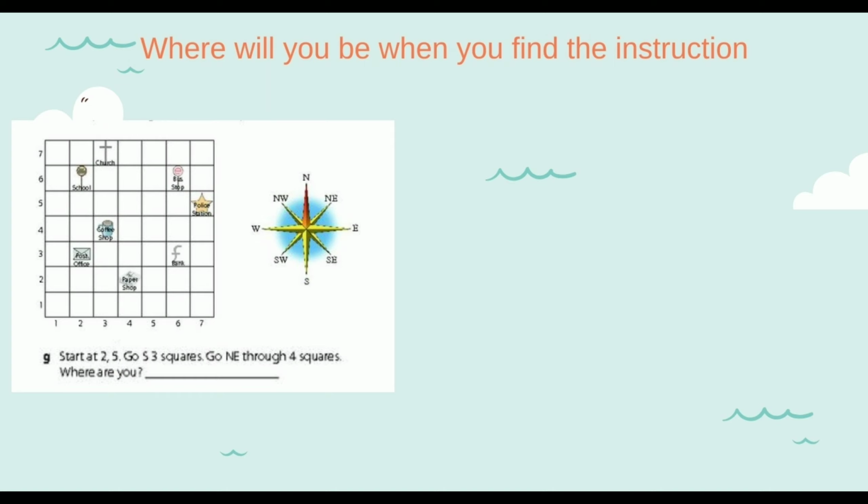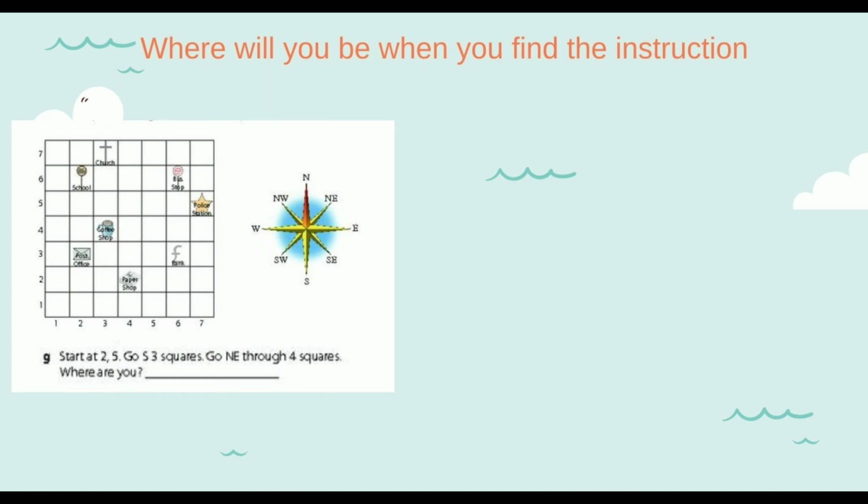Now we are at G, and it says start at 2-5. So let's find 2-5. So 2-5 is right below the school, and it says go south 3 squares. So let's go south 3 squares. So we're going 1 above the post office, 2 at the post office, 3 just below the post office. And it says go northeast through 4 squares.